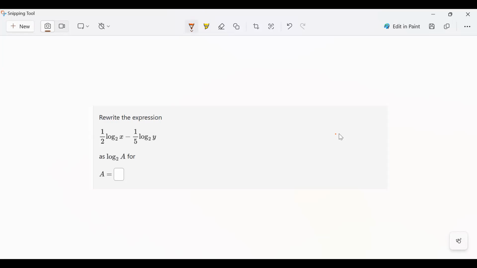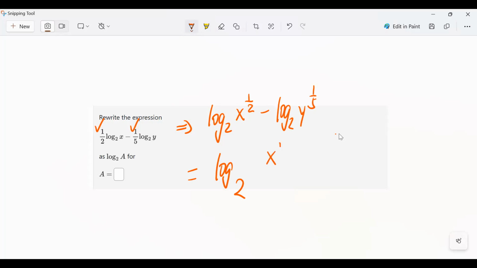All right, let's go over the solution. So put back the coefficients. So we get log 2 for the 1/2, first one is 1/2, the second one is 1/5, y to the 1/5. Now subtraction, so that becomes division. So log 2 times x to the half over y to the 1/5.